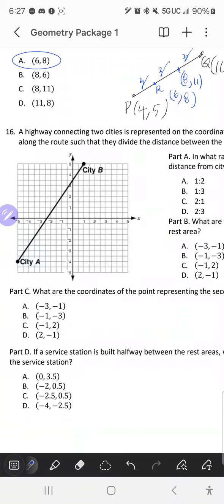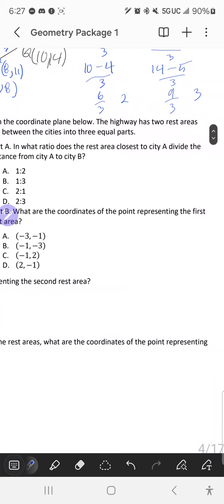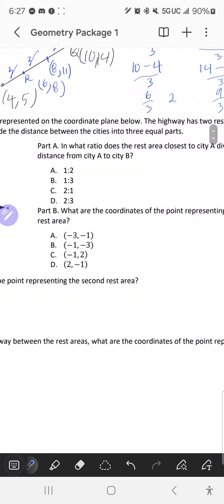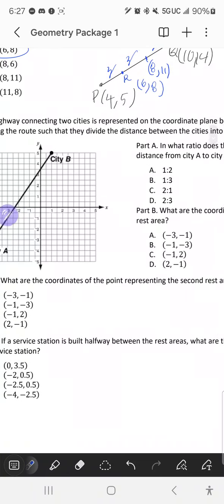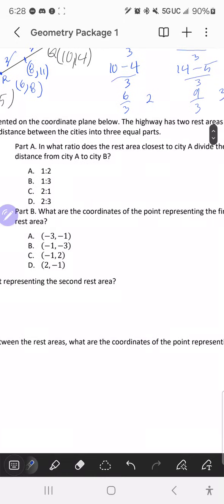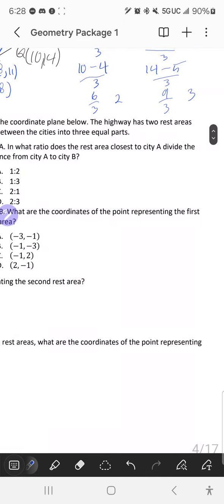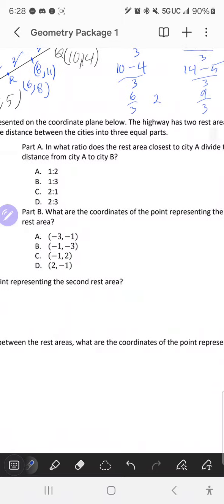A highway connecting two cities is represented on the coordinate plane below. The highway has two rest areas along the route, such that they divide the distance between the cities into three equal parts. Now, in what ratio does the rest area closest to city A divide the distance from city A to city B?